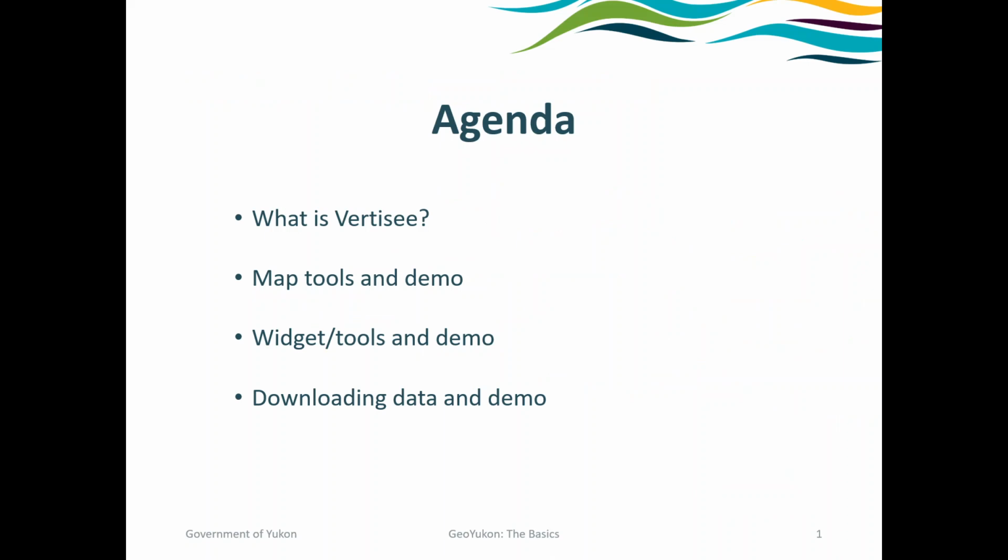So I'm going to first discuss what Vertisee is and the kind of data you can find on it. We'll then talk about the map tools, which are tools used to navigate the application. I'll give a quick little demo. I'll also talk about some of the widgets and tools that are available on Vertisee, and I'll also do a demo of that. Then we will discuss how to download data, and I'll demonstrate that as well. Should be a fairly quick one.